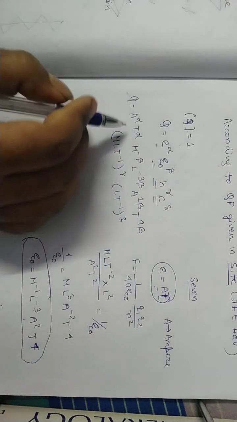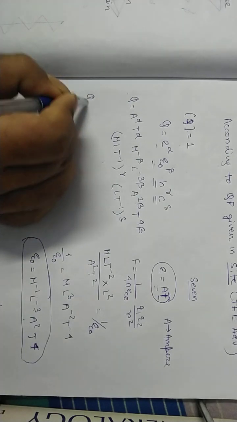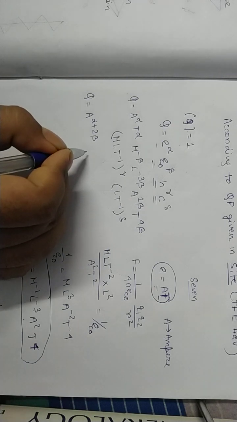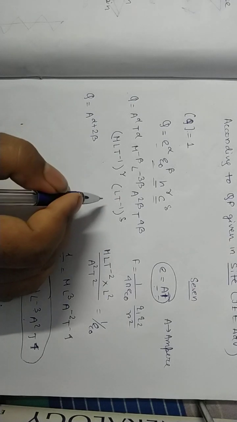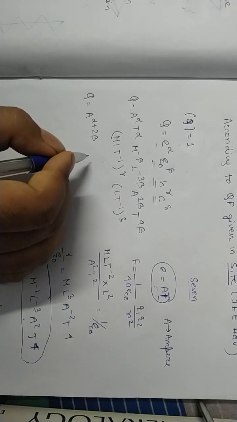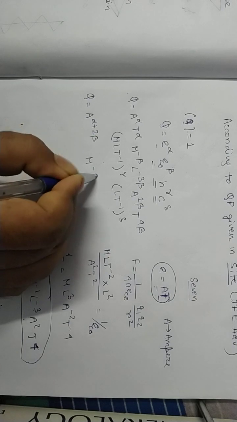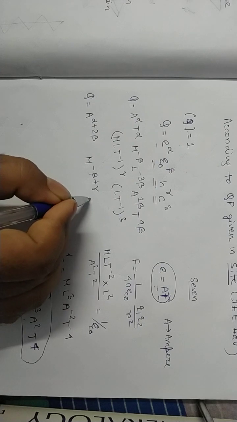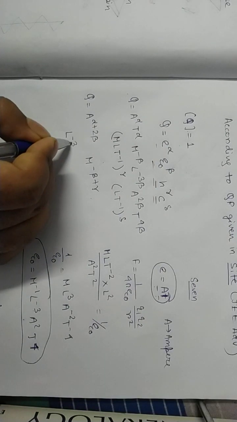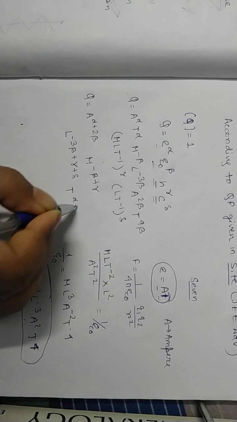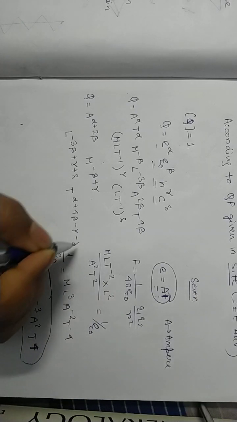So we will take out the powers of A: alpha plus 2 beta. And again what else do we get? We get M is minus beta plus gamma, L is minus 3 beta plus gamma plus delta, T is alpha plus 4 beta minus gamma minus delta.